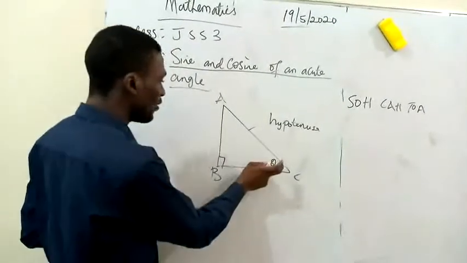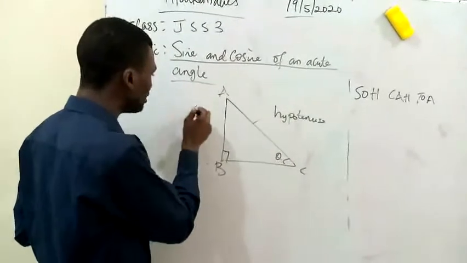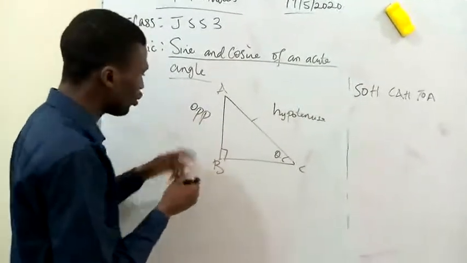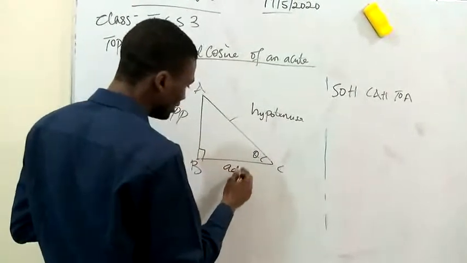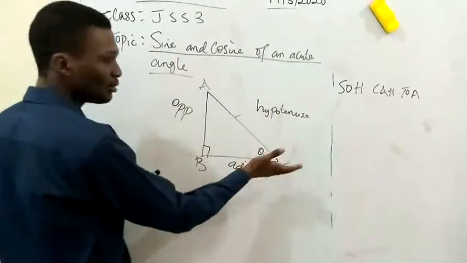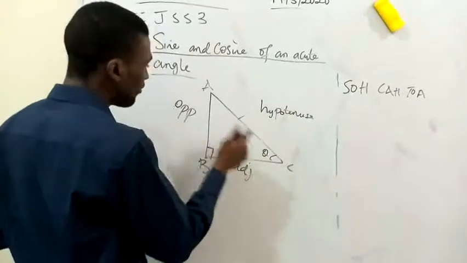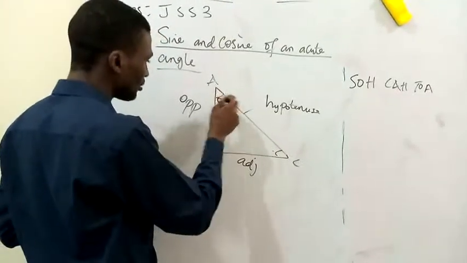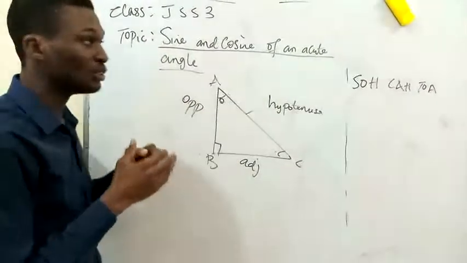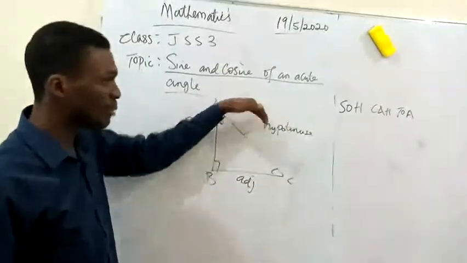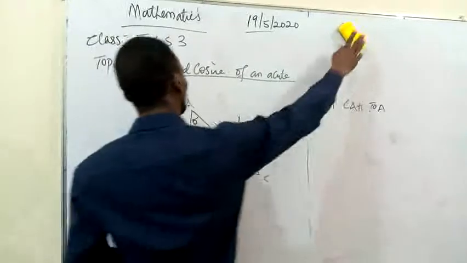So at this point we have our theta here. That means the opposite will be this side, because it is the side opposite the angle. And we have our adjacent at this point because it is at the same base as our angle theta. If we have our theta to be here, then the opposite and adjacent switch, as we said in the previous class, and of course our hypotenuse does not change.